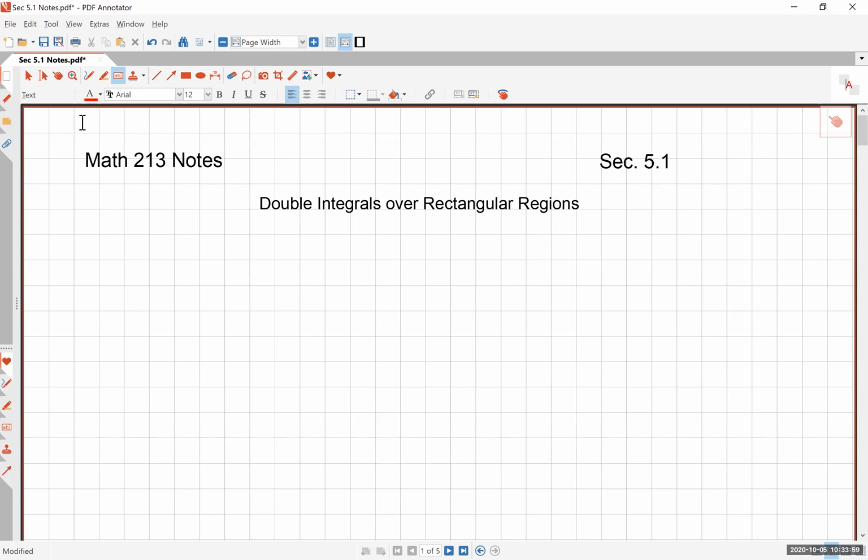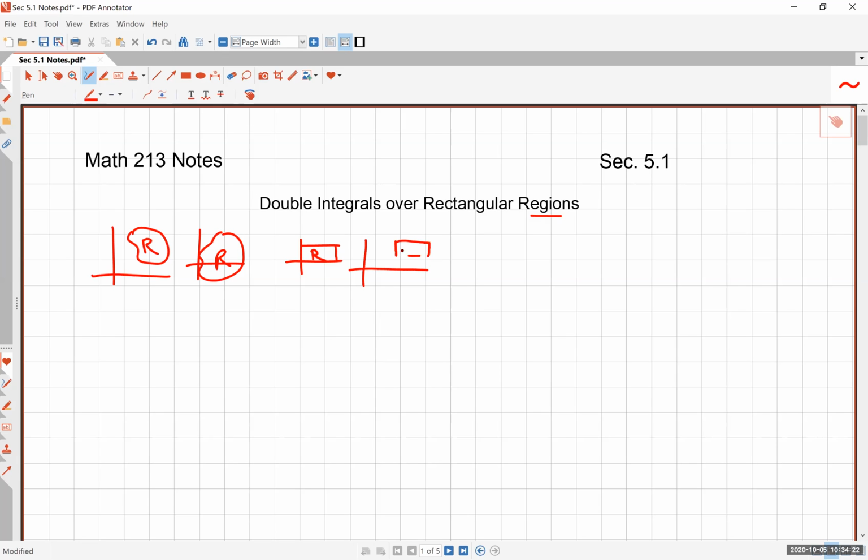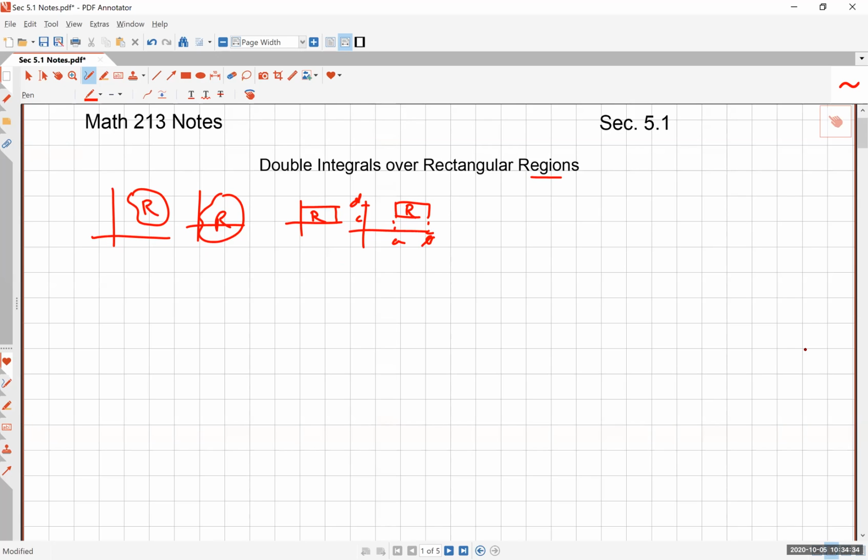Okay, so section 5.1 is on double integrals over rectangular regions. All right, so you know the regions can be anything like this, or it could be a circle, or whatever, right? This time we are just focusing on rectangular regions. The reason is because for rectangular regions, we can have A and B and C and D all fixed numbers, right? And so once you learn how to do that, then we can go into more complicated regions, all right?